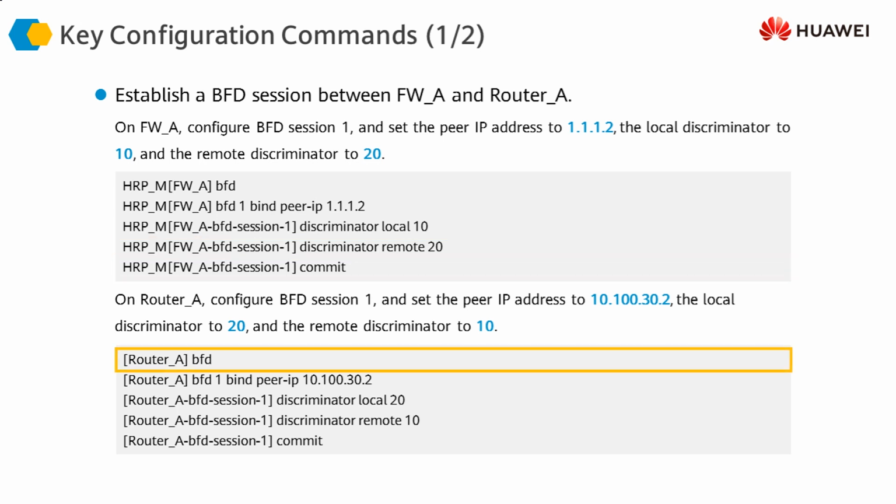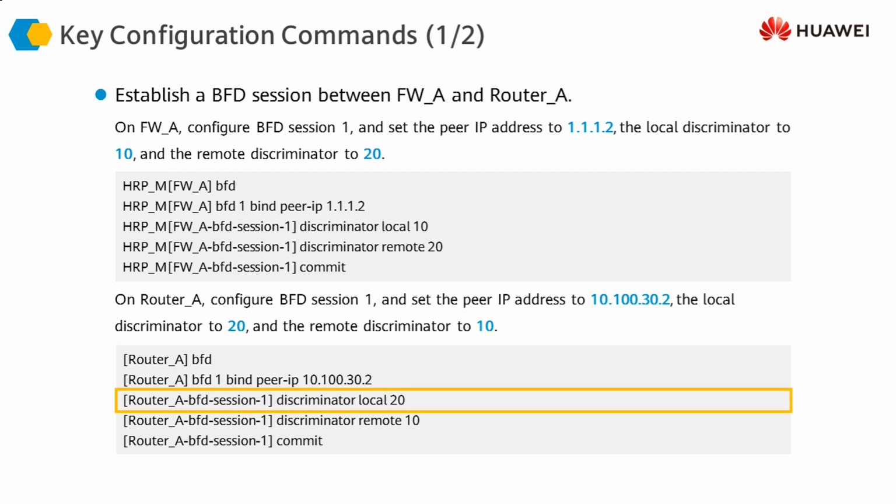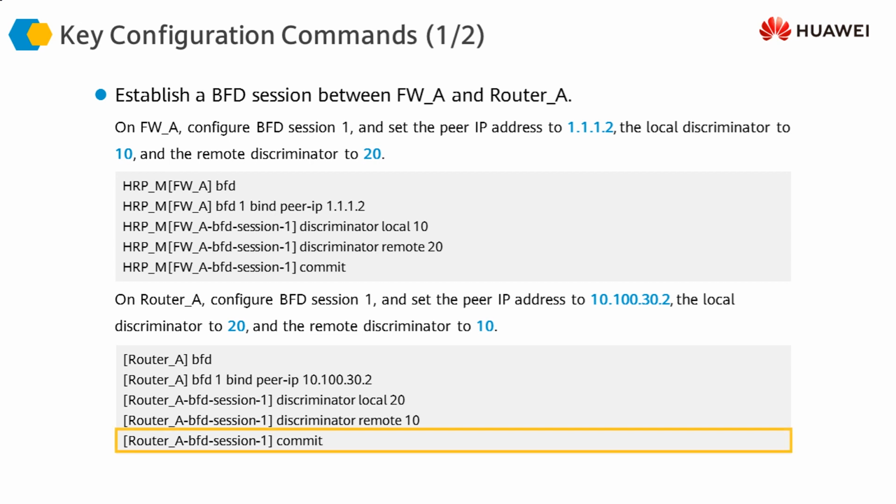And on the router side, on the other side of the BFT session, the other peer, once again we enable BFT, we give the BFT session ID as 1, we bind the peer IP address, which is the IP address of the firewall, 10.100.30.2. We define the local discriminator as 20 and the remote discriminator as 10. You can see that these discriminator values are reversed on the two devices. And finally, we give the commit command so that this configuration is applied.